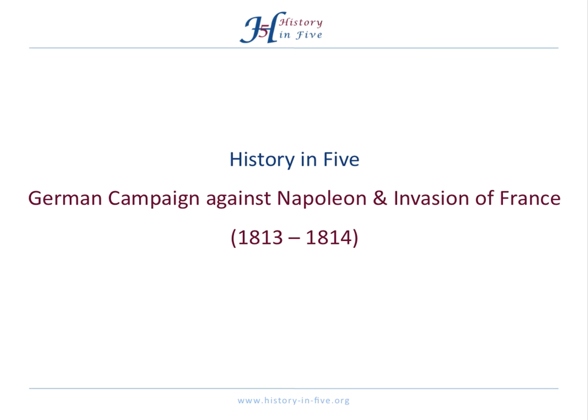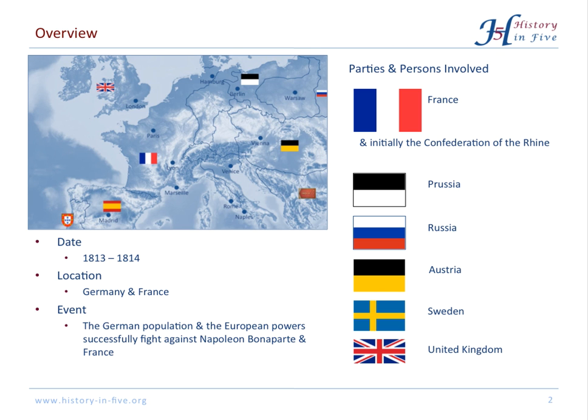This video is about the German campaign against Napoleon and the invasion of France. These events happened in 1813 and 1814. On the one side we had France and initially her allies, the Confederation of the Rhine. On the other side there was Prussia, Russia, Austria, Sweden and the United Kingdom.